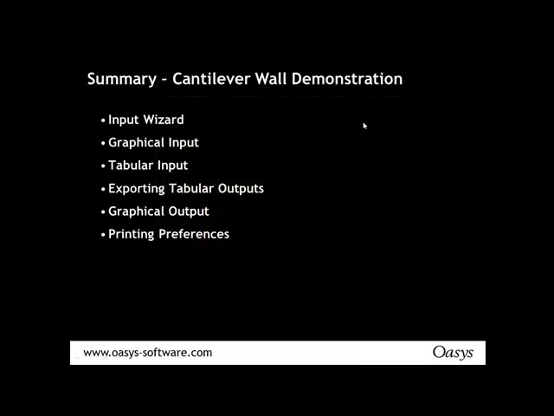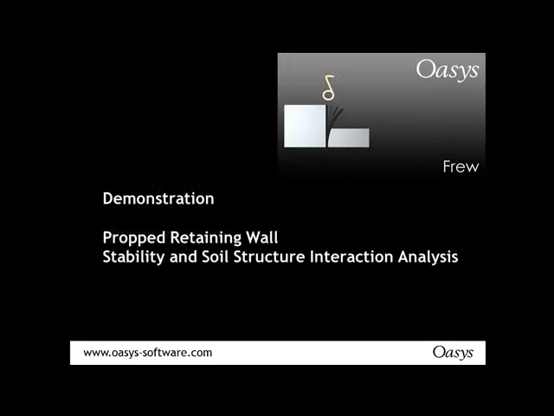So just to summarize, I've introduced you to the input wizard. You've had a little bit of a look at the graphical input and how to click on things and input them in. We've got the tabular input as well, so input surcharges as a tabular input. I've mentioned exporting tabular outputs. I've shown you the graphical output of the limit equilibrium analysis, and I've mentioned the printing preferences and how you access it.